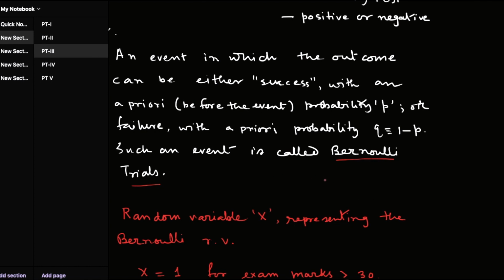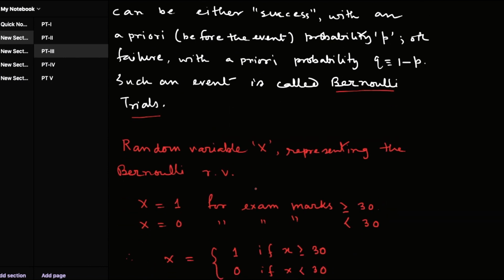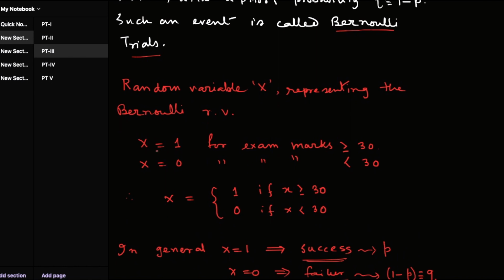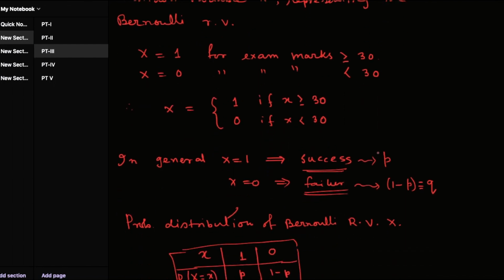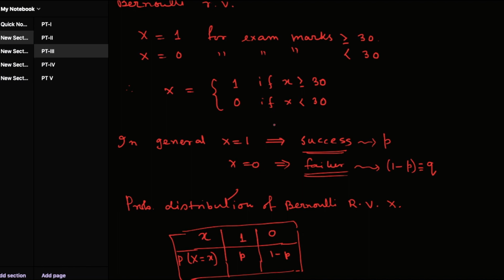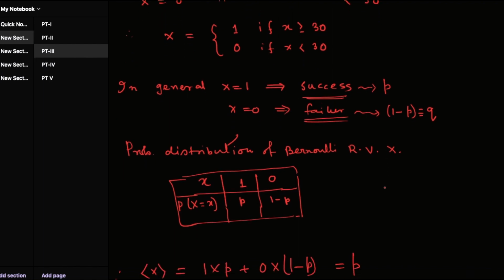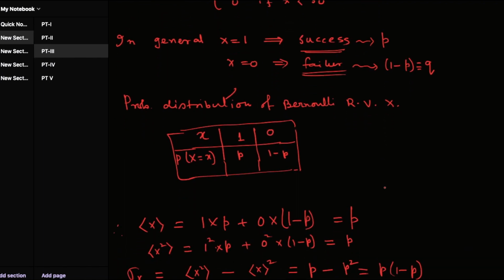In the Bernoulli trials, we use a priori; a priori means it is known before the event. The random variable x represents the Bernoulli random variable. Here x equals 1, suppose for a given exam the marks are greater than 30, then it is a success, denoted as 1, and x equals 0 for exam marks less than 30. In general, x equals 1 for success, and the probability of success is P, and x equals 0 for failure, with probability 1 minus P, that is Q, the probability of failure. So what is the distribution of the Bernoulli random variable?